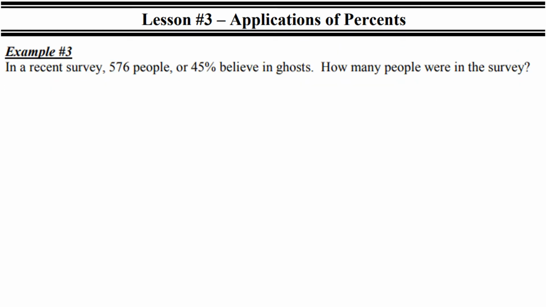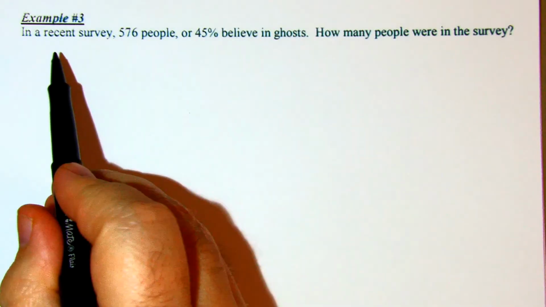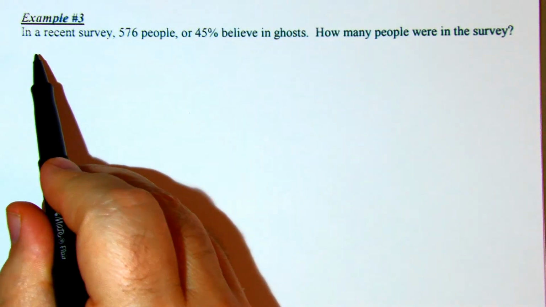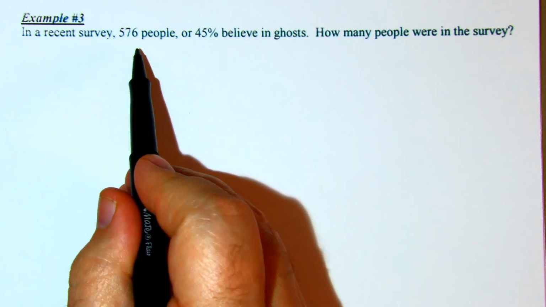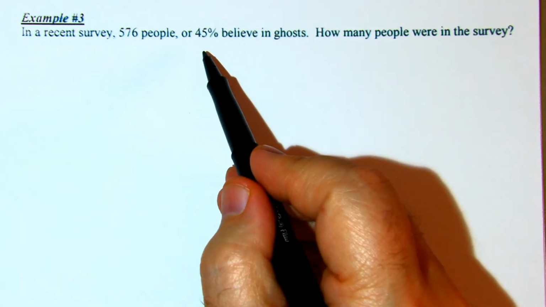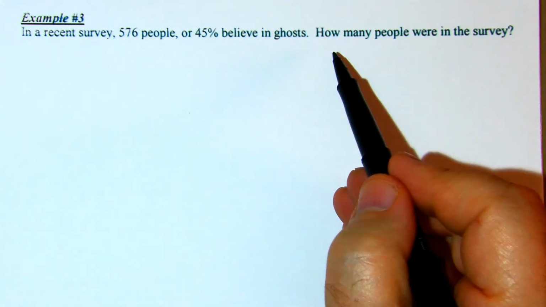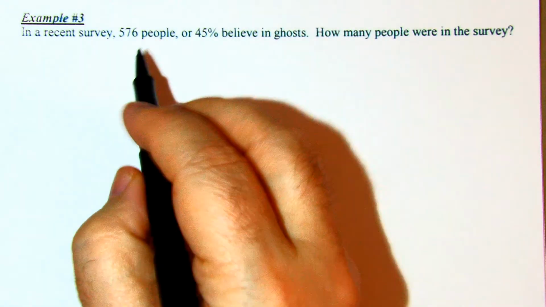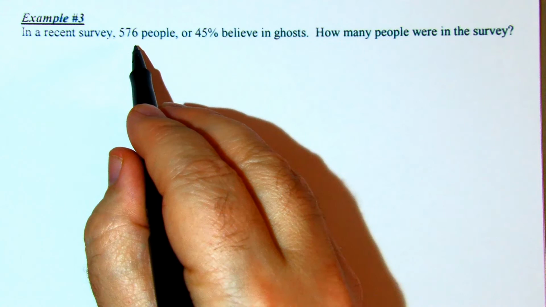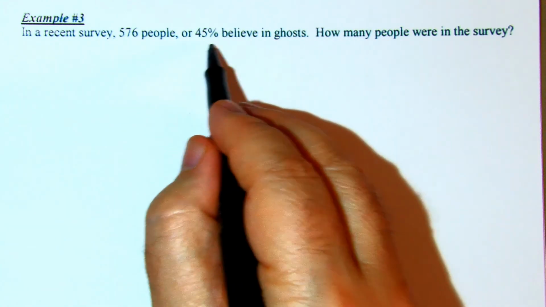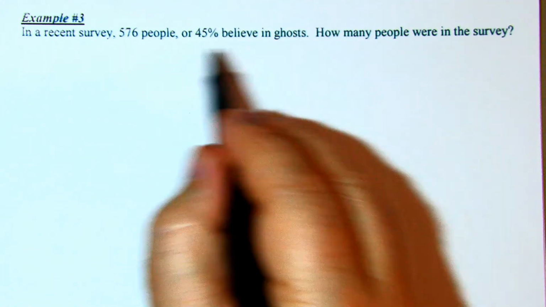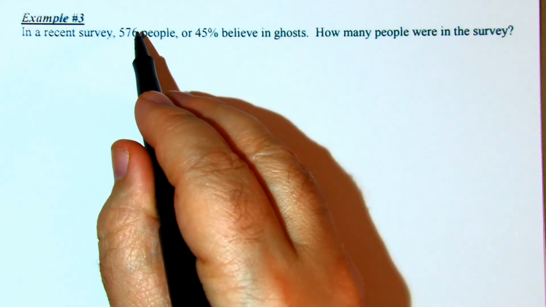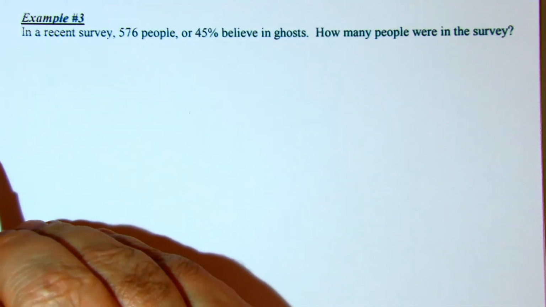Next example. Example number 3. In a recent survey, 576 people, or 45%, believe in ghosts. How many people were in the survey? Well, notice that the 576 people is representing the 45% that believe in ghosts. So this is the part out of the total number of people in the survey.